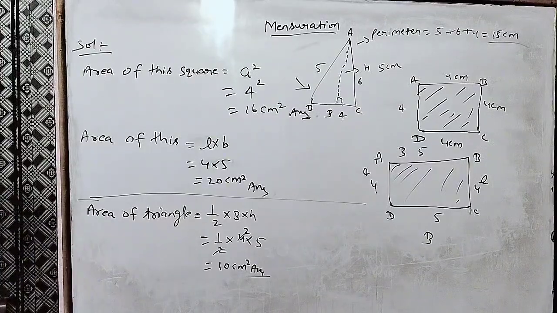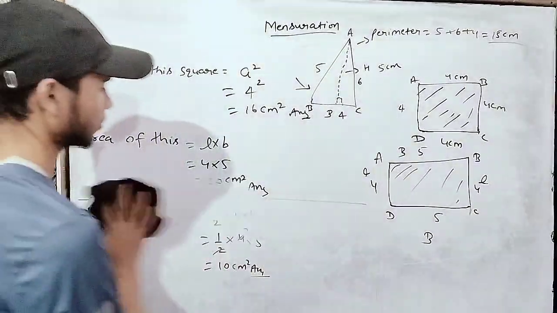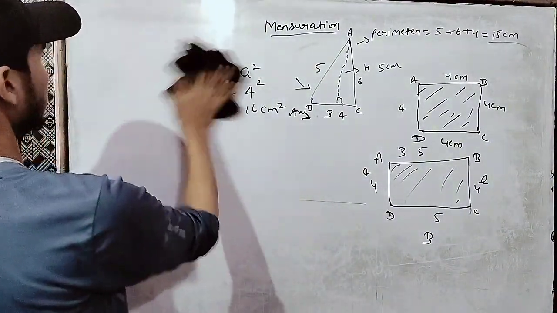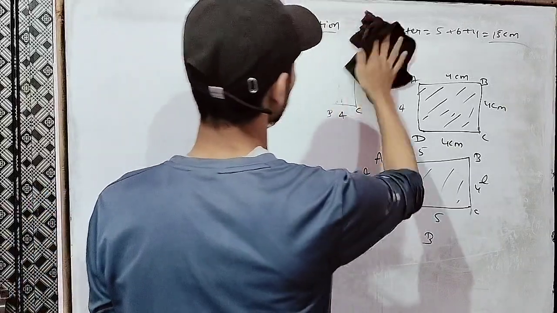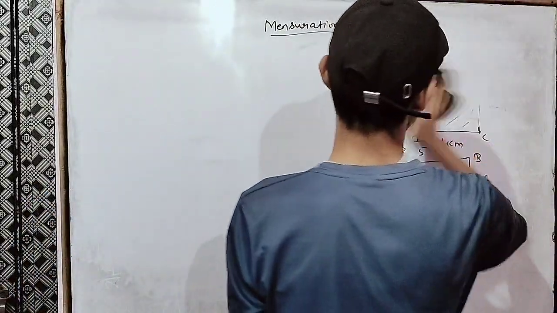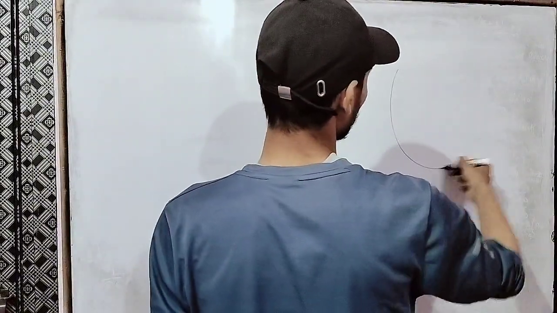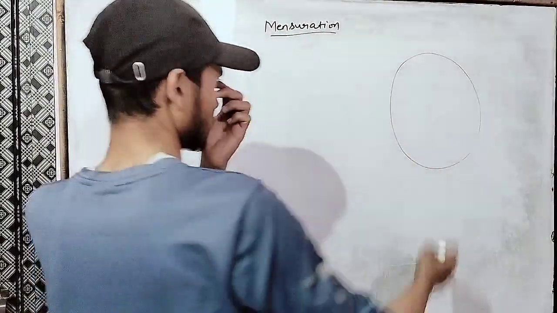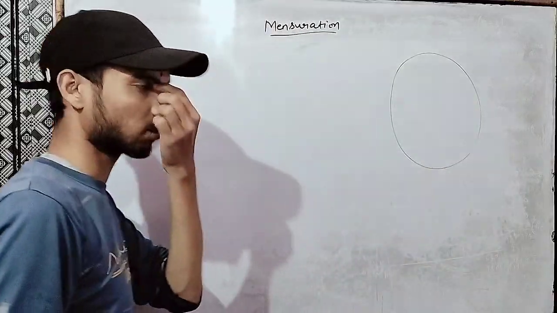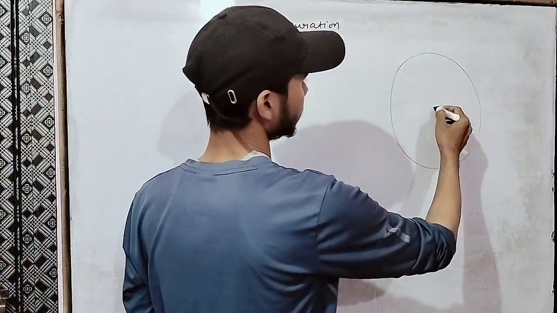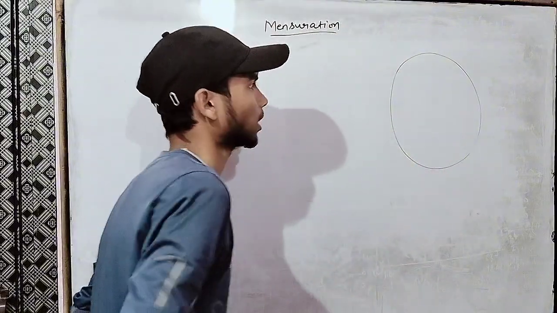Now I am going to take questions. But before that, I would like to introduce a circle. This is a circle. But this is not an exact diagram of a circle. Just for understanding, let's say this is a circle.